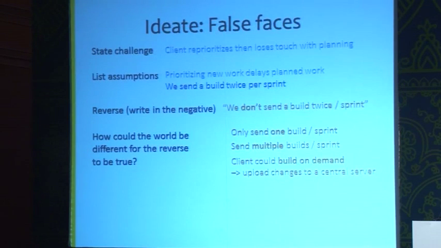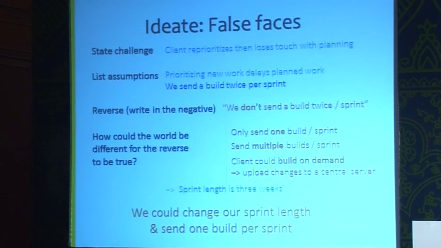It didn't matter. Because what happened along the way is we've generated the idea. It is now simmering within the team. But we also surfaced another hidden assumption, and that was that our sprint length is 3 weeks. But if we change our sprint lengths and send one build per sprint, then we have a much better control over what the client is expecting.